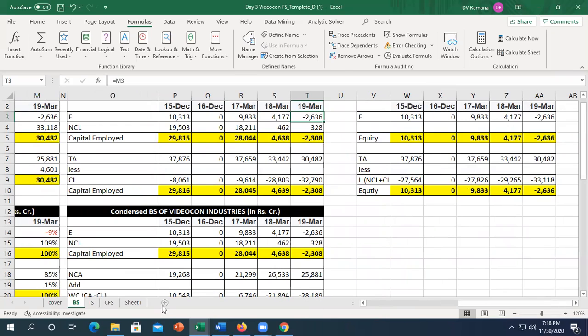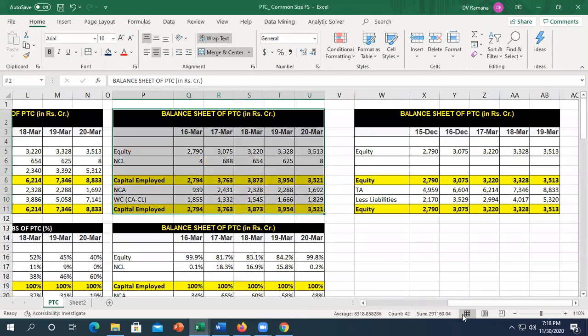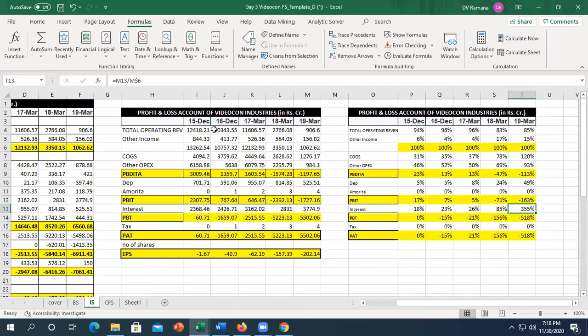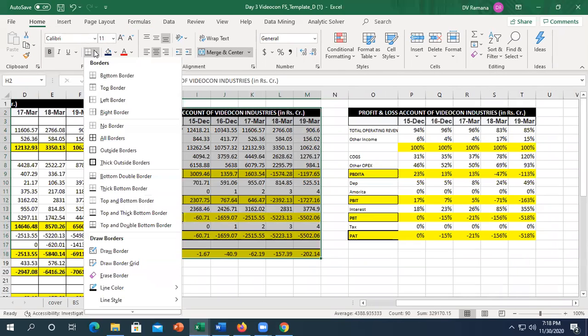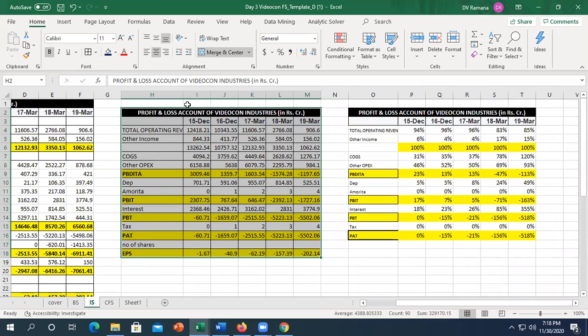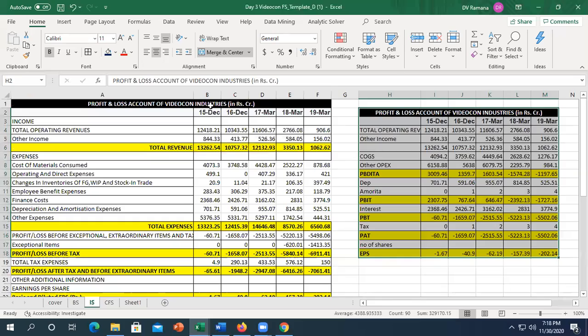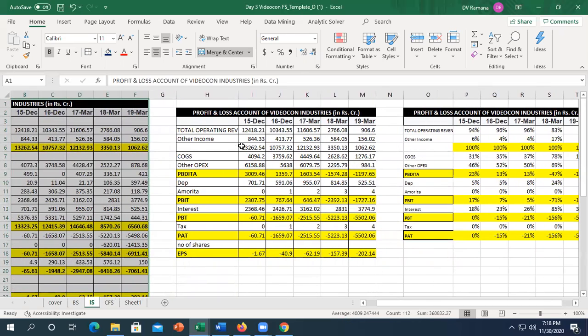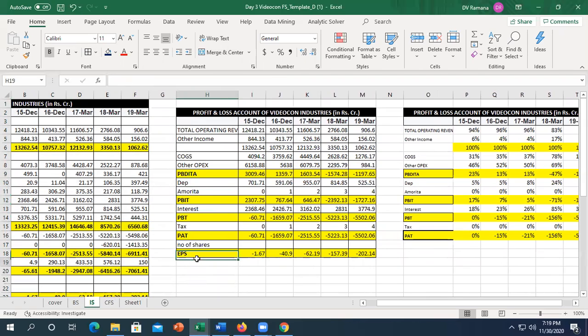Therefore, two unrelated companies, not from the same industry, of two different sizes and two different types of ownership, can also be compared the moment you prepare a common size balance sheet. The same concept can also be used for a common size income statement or profit and loss account. Just as for the balance sheet, it makes sense to convert a detailed income statement into a condensed income statement showing the top line and various types of profits: EBITDA, EBIT, PBT, PAT, and earning per share.